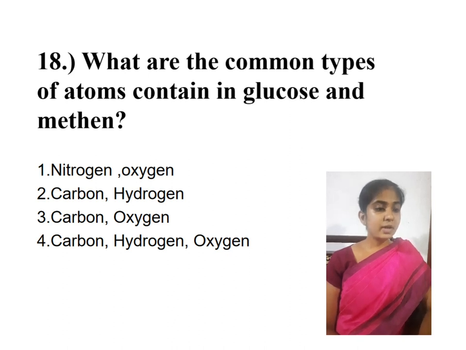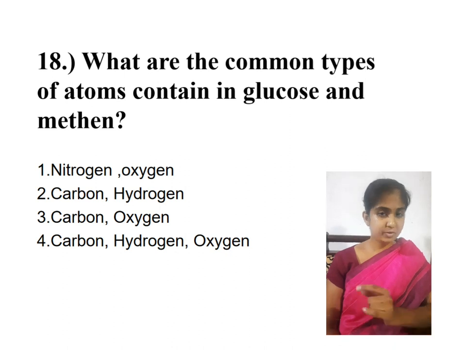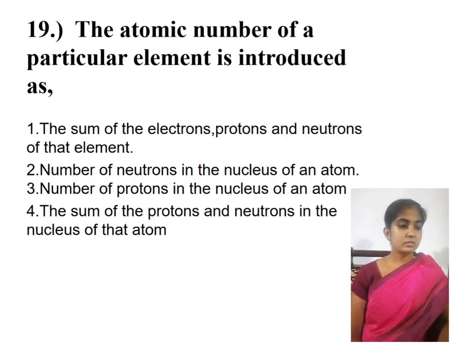What are the common types of atoms contained in glucose and methane? I previously said carbon, hydrogen and oxygen are the elements in the glucose molecule. In methane, carbon and hydrogen are the elements. So the common atoms are carbon and hydrogen. The atomic number of a particular element is introduced as the number of protons in the nucleus of an atom. So the third answer.